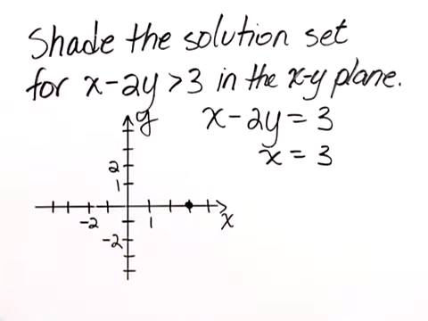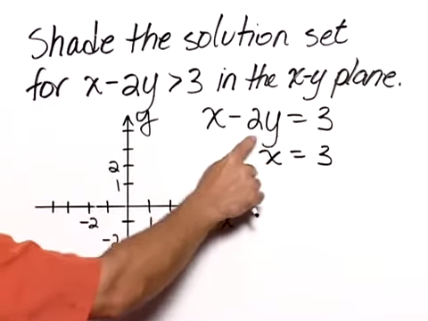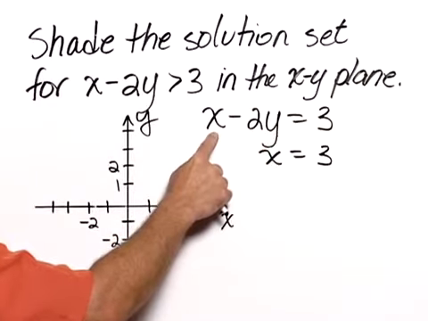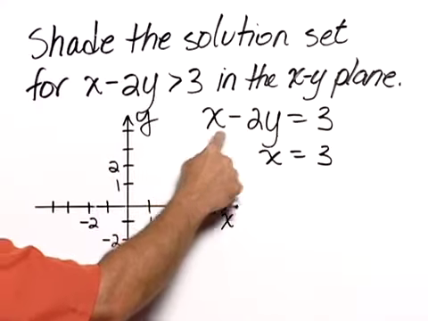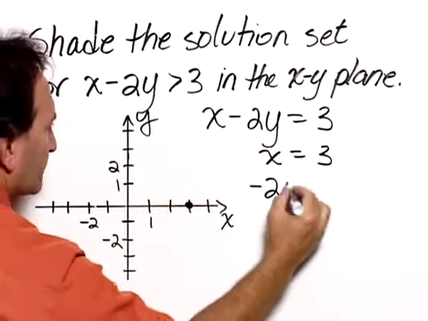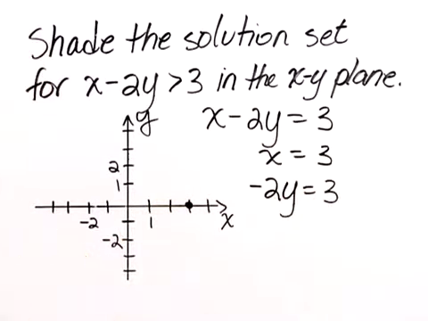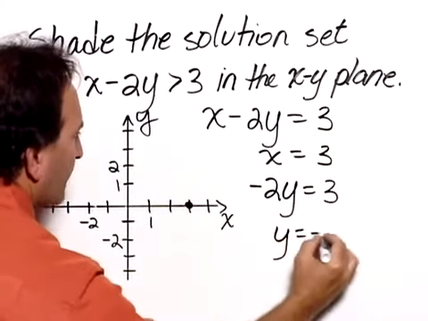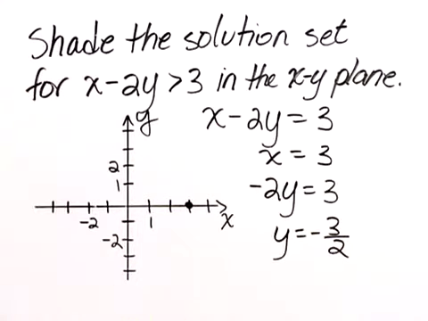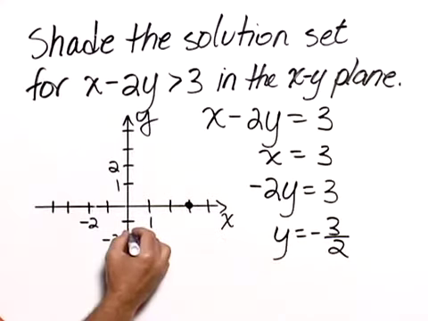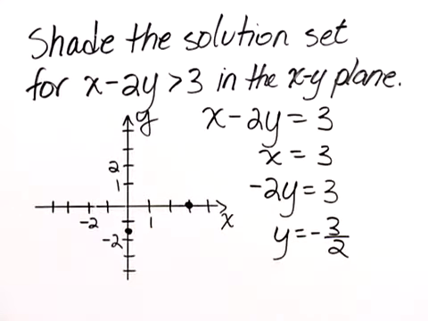Then we want to find the y-intercept. To do that, we set x equal to 0, so that's just a 0 minus 2y. In other words, minus 2y is equal to 3. Divide both sides by negative 2, and we get y equals negative 3/2. So that's the y-intercept, and it would be right here at negative 1.5 or negative 3/2. Now we draw our boundary line as a dashed line.